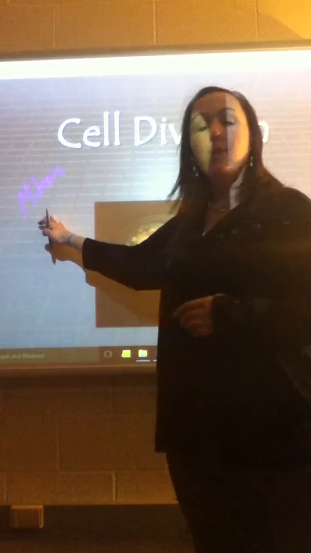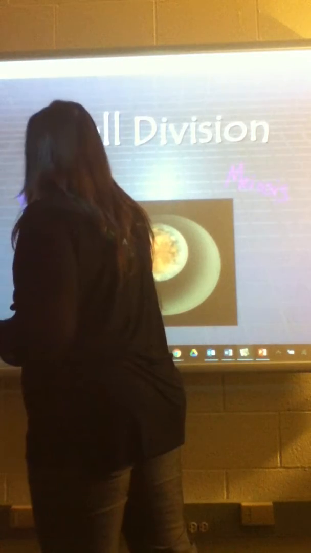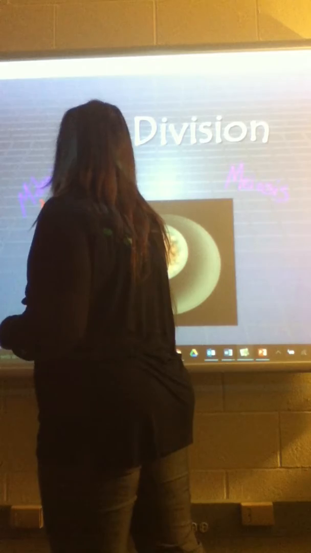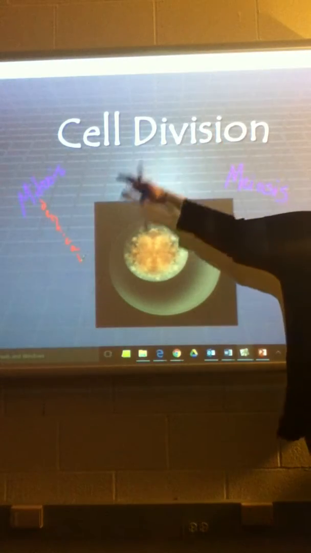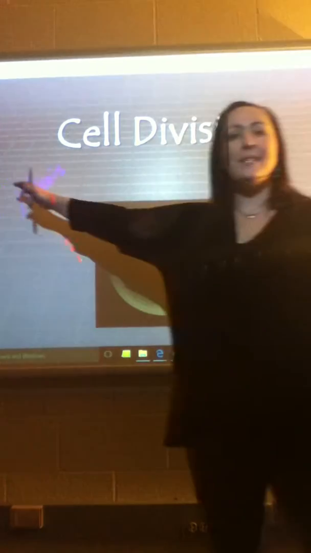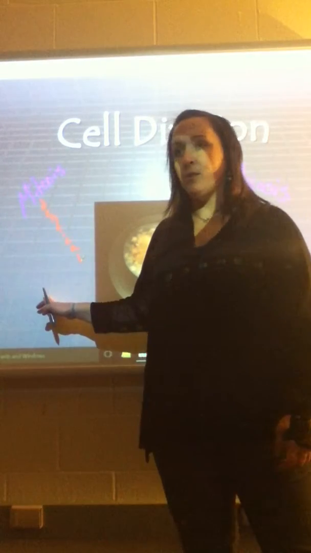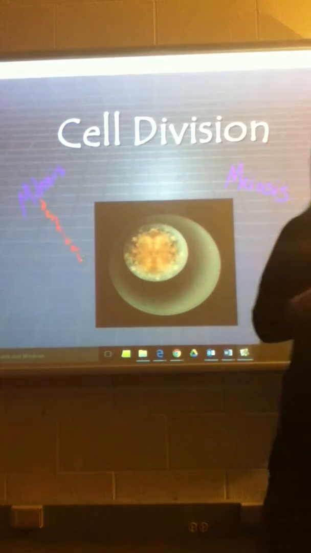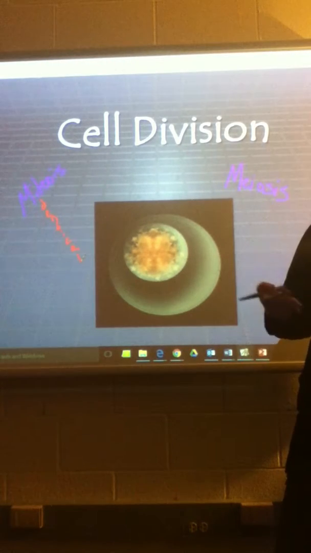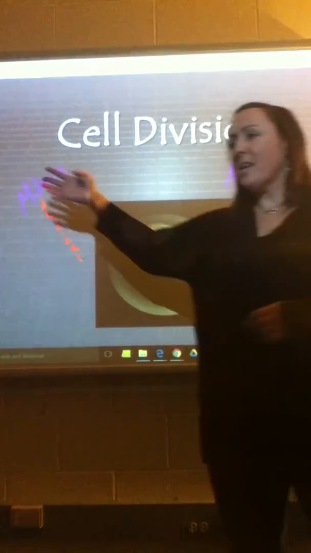The I, write this down. The I in mitosis stands for identical. When cells go through mitosis, they're going to be making identical cells. So you get a cut, a skin cell goes through mitosis. Hopefully it's making identical skin cells.